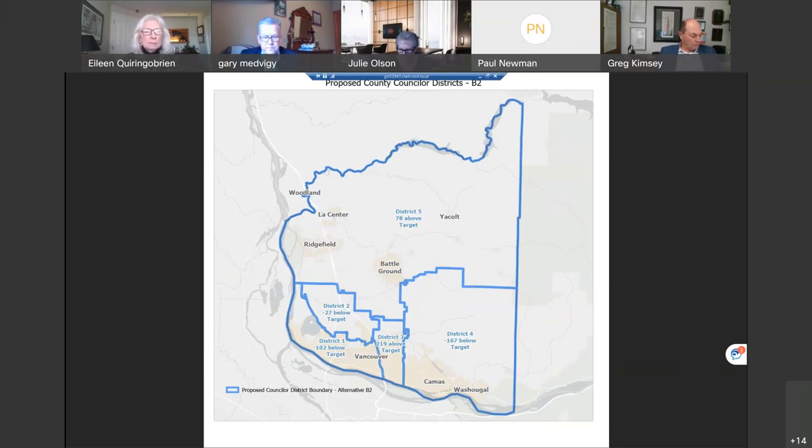My point is that when we see numbers like 167 above or 219 above target, I don't get too concerned about that because it's because of that error that's been injected. 1,000 people might be a little more something to take action on, to see if there are any other options to rebalance, but levels of 100, 200 in terms of difference between the districts, I don't get too excited about.